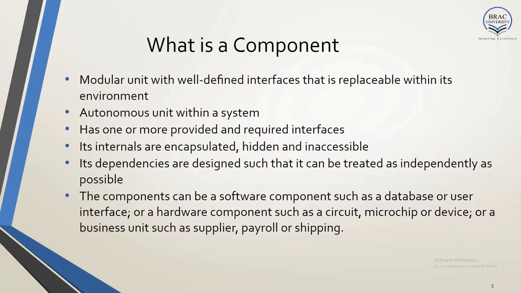And the components can be a database, a user interface, or a hardware component such as a circuit, microchip, or device, or a business unit such as supplier, payroll, or shipping. So it can be anything. Anything within a system can be a software component. It doesn't need to be only pieces of code, but it can also be a chip, circuit, device, user interface, database, or even business units like supplier, payroll, or shipping. Any of these can be treated as a component.